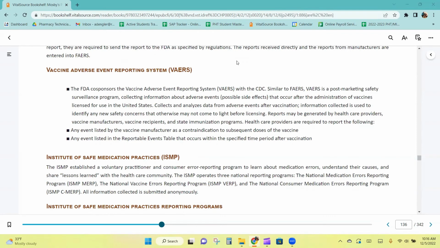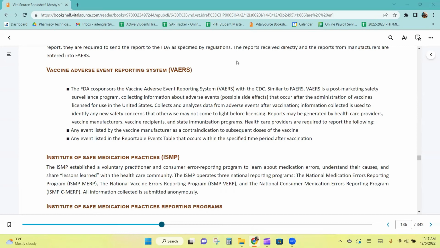So, vaccine adverse event reporting. The FDA co-sponsors the Vaccine Adverse Event Reporting System with the CDC. Similar to the FAERS, VAERS is a post-marketing safety surveillance program collecting information about adverse events, like possible side effects, that occur after the administration of vaccines licensed for use in the United States. It collects and analyzes data from adverse events after vaccination. Information collected is used to identify any new safety concerns that otherwise may not come to light before licensing. Reports may be generated by healthcare providers, vaccine manufacturers, vaccine recipients, and state immunization programs.